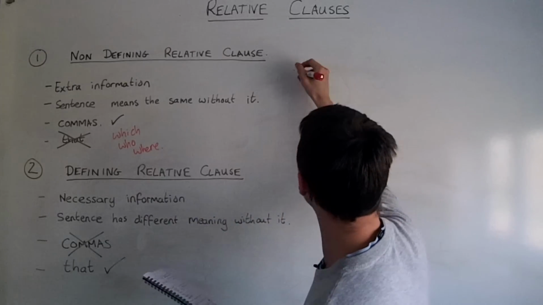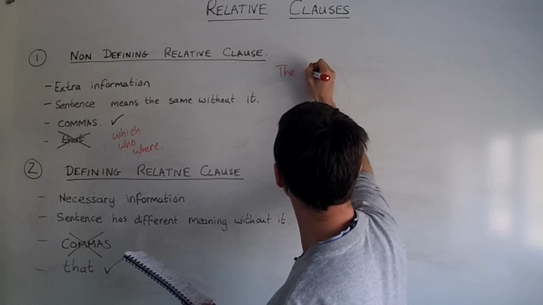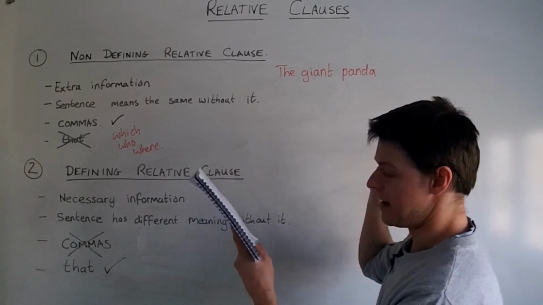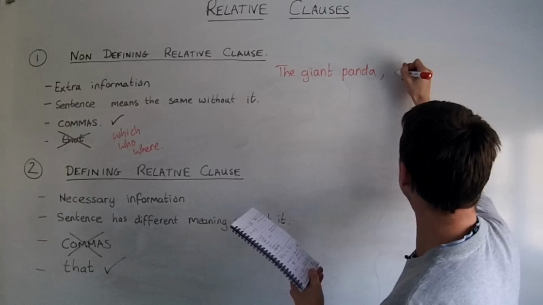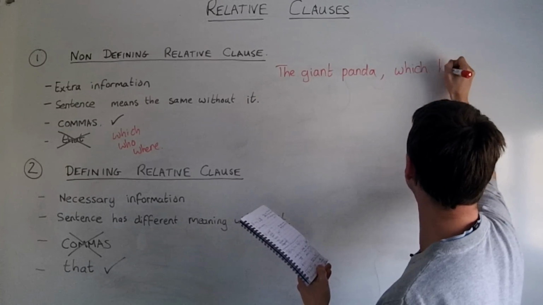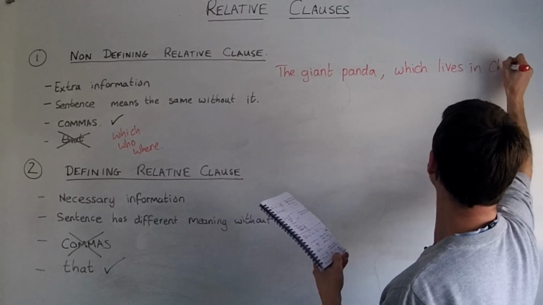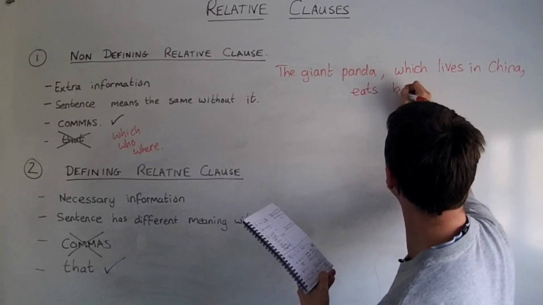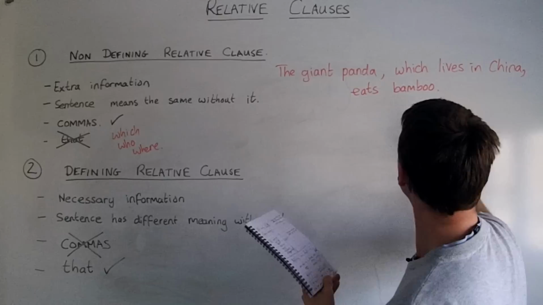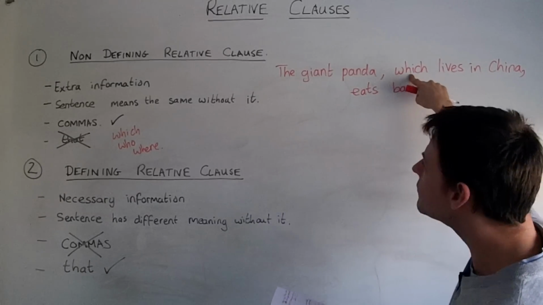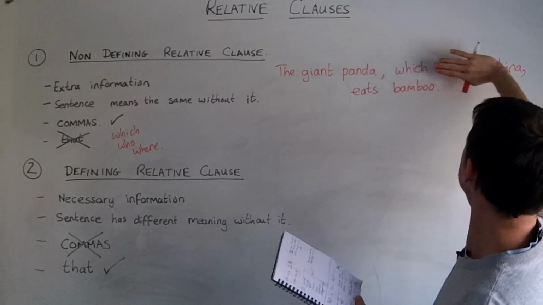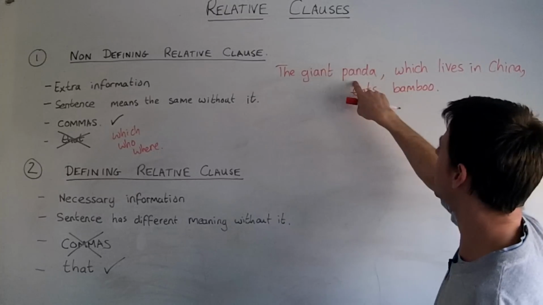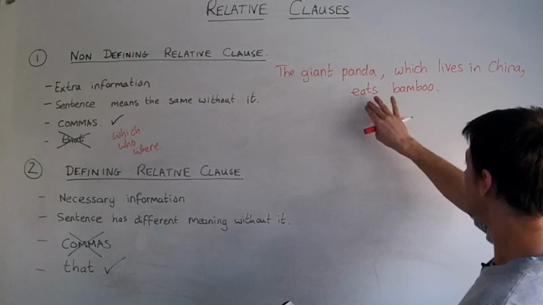The giant panda. I hope you all know this big animal, which is black and white. Well, I hope you also know that the giant panda, which lives in China, eats bamboo. Now, this information is extra information. If we take it away, the sentence is still okay, and it still means the same. The giant panda eats bamboo. The giant panda, which lives in China, by the way, eats bamboo.